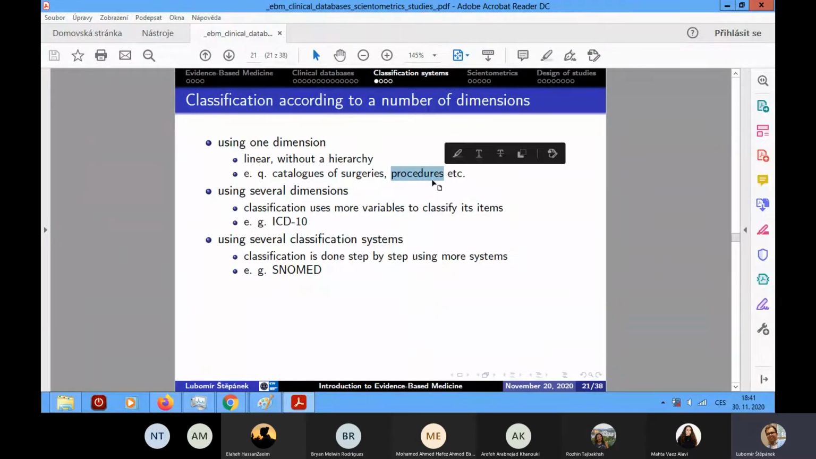A catalog of procedures also is just a catalog from A to Z, from the first item to the last item. These linear catalogs, the linear classifications, are usually maintained by, for example, health insurances. For example, health insurances have catalogs of surgeries which they are going to pay for, for effectors in medicine, for doctors or for surgeons or whatever.